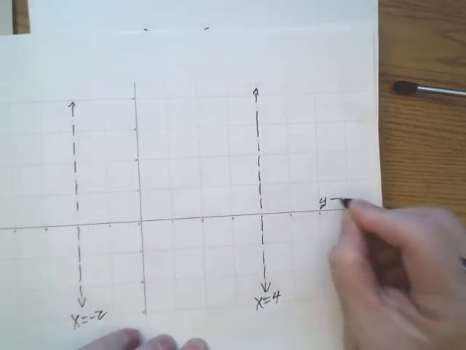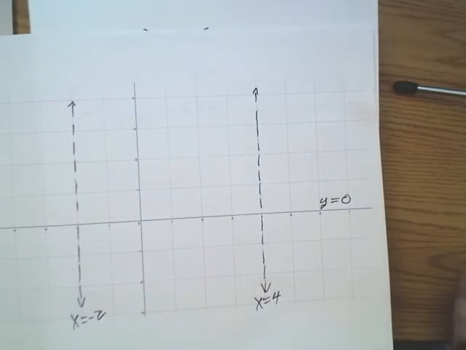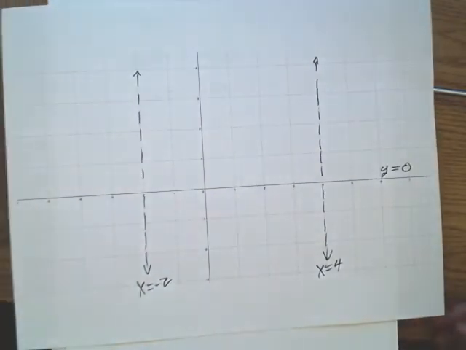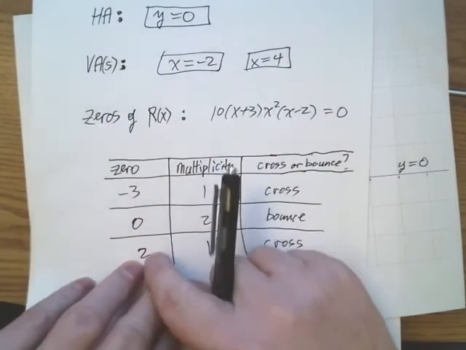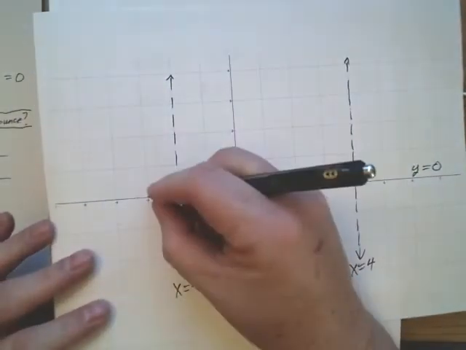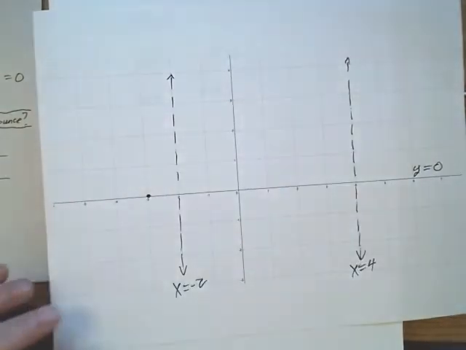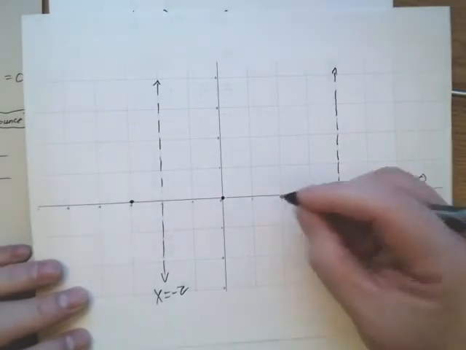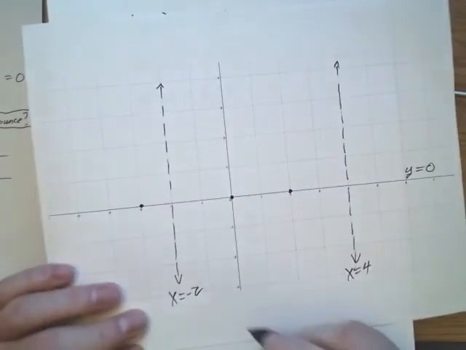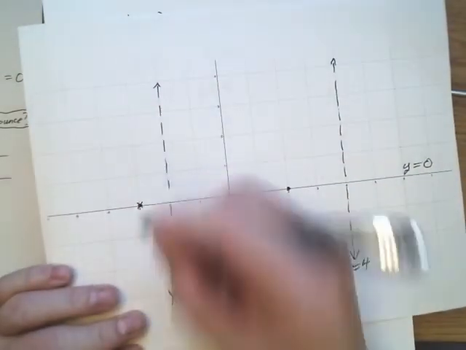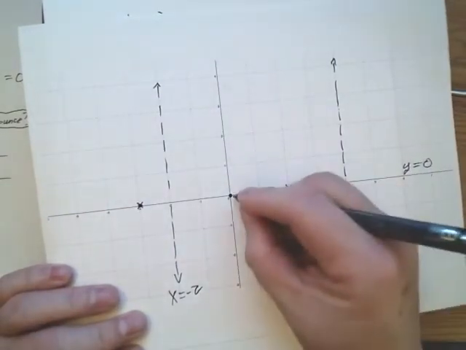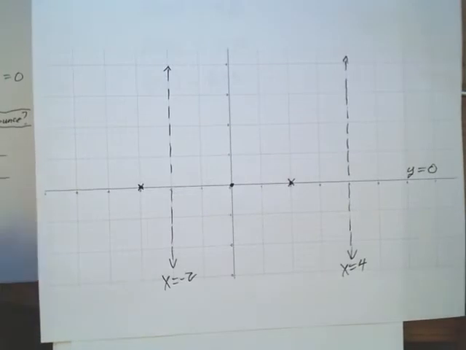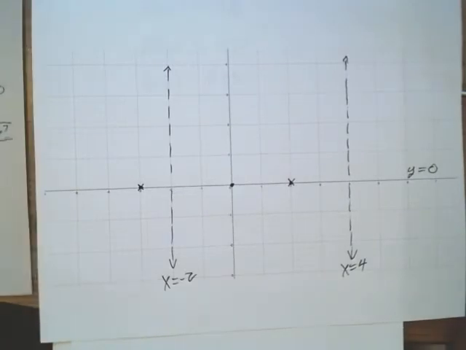And then I'll actually label the x-axis, which we know is supposed to be a horizontal asymptote here. Now the next thing I'm going to do is go ahead and put down the zeros here. Okay, let's see, we had a 0 at negative 3, we had a 0 at 0, and we had a 0 at 2. I'll put a little cross here, a little cross here. I'll leave that nice and round because I know that's actually going to bounce right there. It'll bounce off.